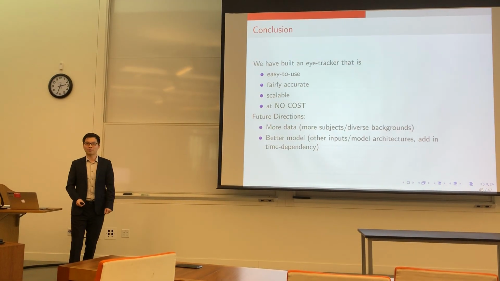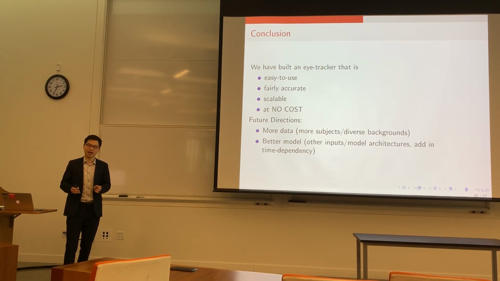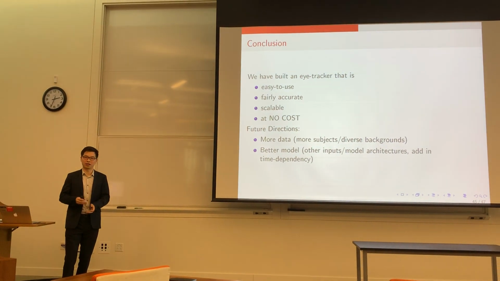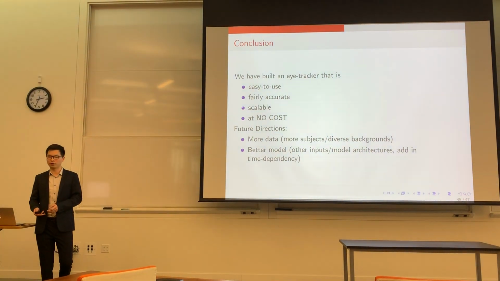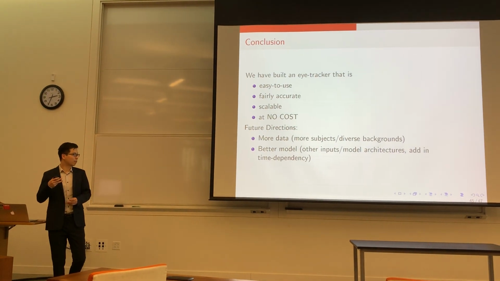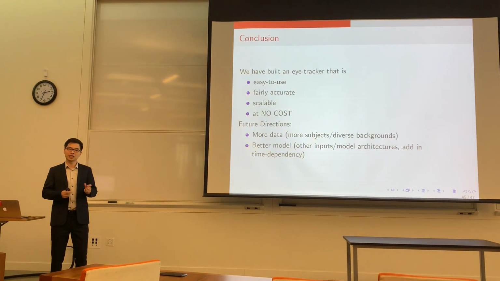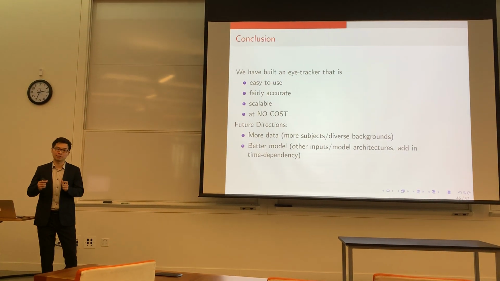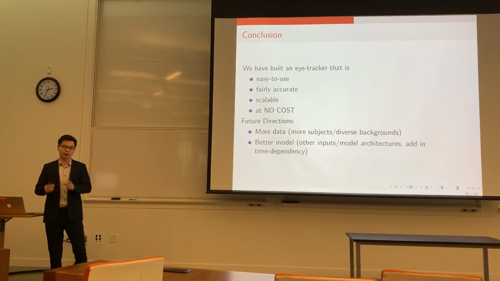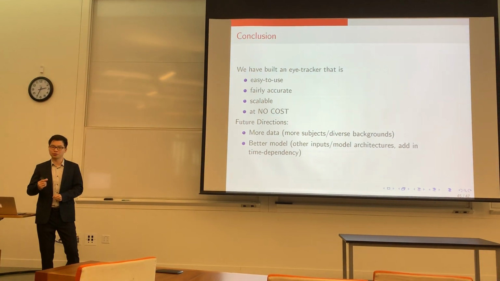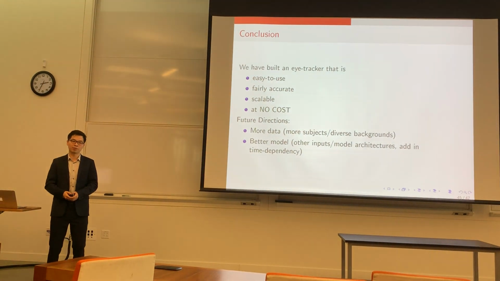Some future directions for my model include, of course, more data, because the entire study was conducted in a controlled lab environment on a limited number of subjects. So in the future, I would like to feed the model more data to improve its performance. I can also build a better model by using more inputs, because right now I'm only feeding the model images of the subject's eyes. We can imagine feeding the model, say, the position of the subject's head or the distance between the subject's eyes and the screen.